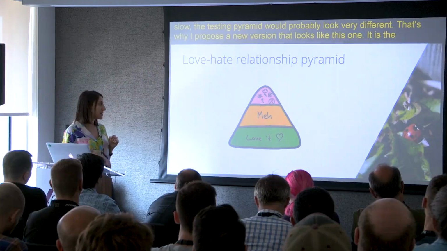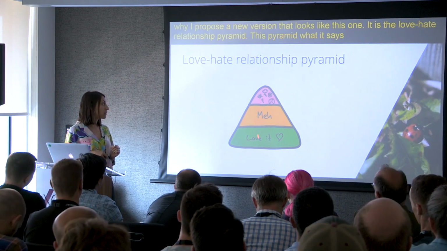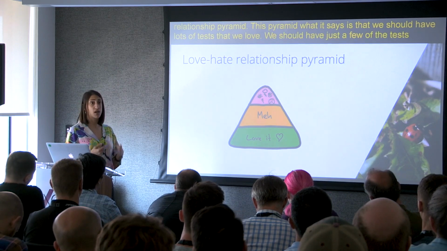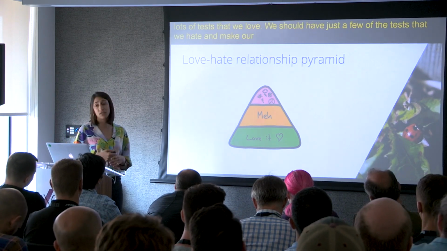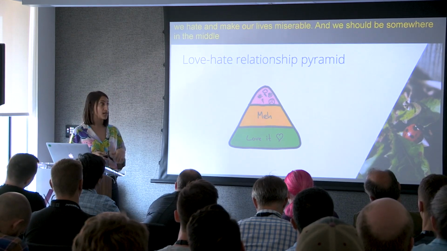So this pyramid says that we should have lots of the tests that we love. We should have just a few of the tests that we hate and make our lives miserable. And we should be somewhere in the middle with the tests that we neither hate nor love. And he calls them the meh tests. So in order to have lots of the tests that we love, we need to understand which are the characteristics that make us love a test.